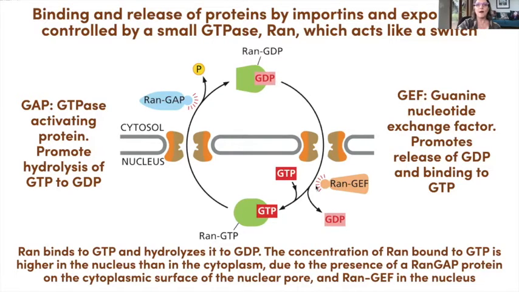However, when it's in the nucleus, RAN is acted on by this RAN-GEF, this guanine nucleotide exchange factor, which is actually bound to chromatin. And that triggers the release of GDP and the binding of GTP. And so in the nucleus, RAN GTP is high. In the cytoplasm, RAN GDP is high. And that's what gives directionality to nuclear import and export.